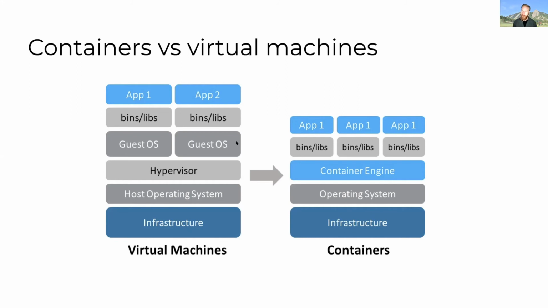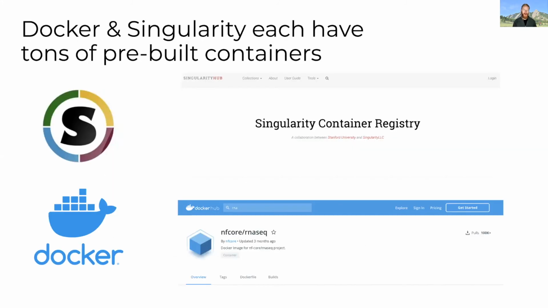So that's why they're a bit lighter weight, and they've really taken over as the way to make large and complex software analyses reproducible. Okay, so there are really two popular container systems that you'll hear about. One is Docker, which is much more popular, and the other is Singularity, which is popular in academic settings. And I'll talk about why on the next slide.